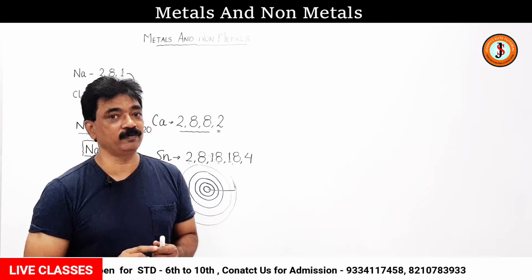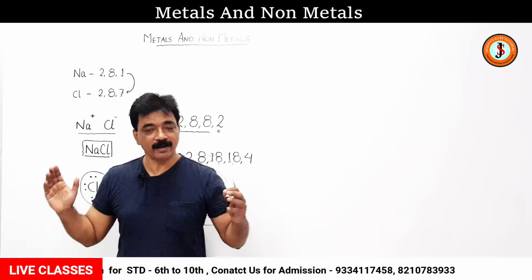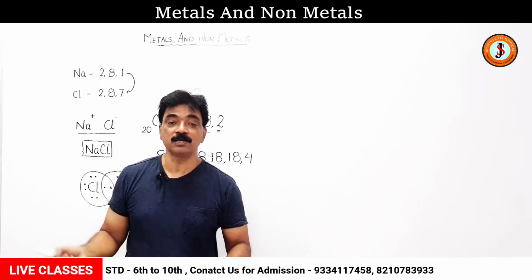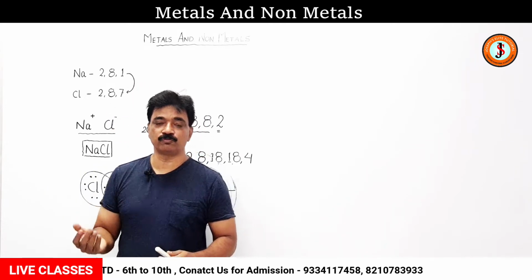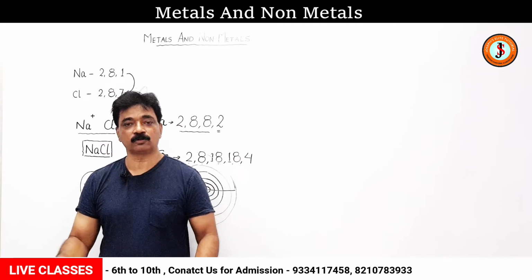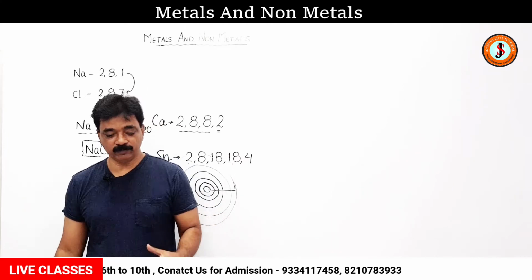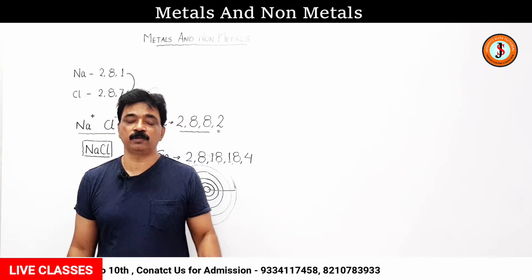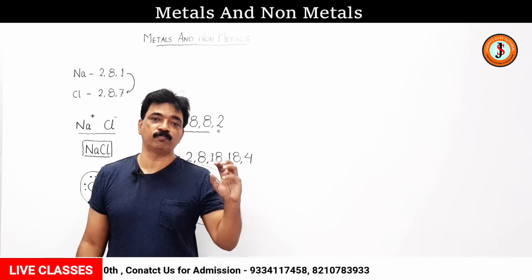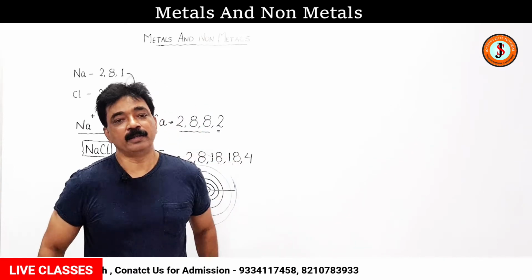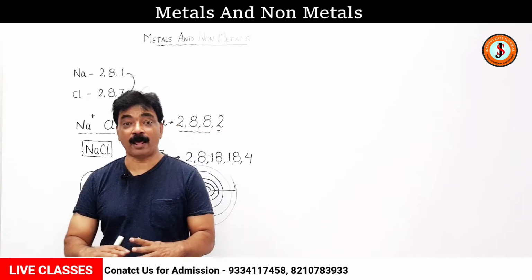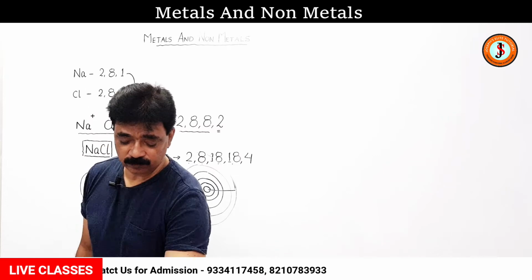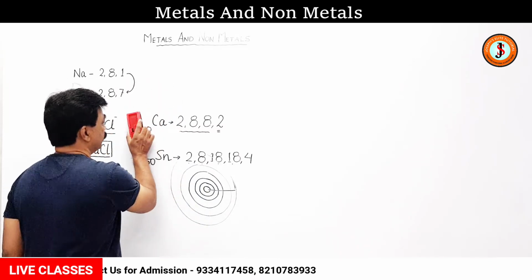That is why the main definition for metals is: metals are elements, the atoms of which have a tendency to lose electrons, whereas non-metals are elements, the atoms of which have a tendency to gain or share electrons. So here we have one of the chemical properties, the nature of bonding, where metals and non-metals are entirely opposite and different. Now we come to the physical properties of metals and non-metals.